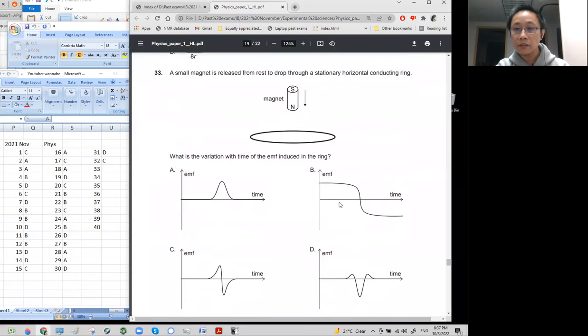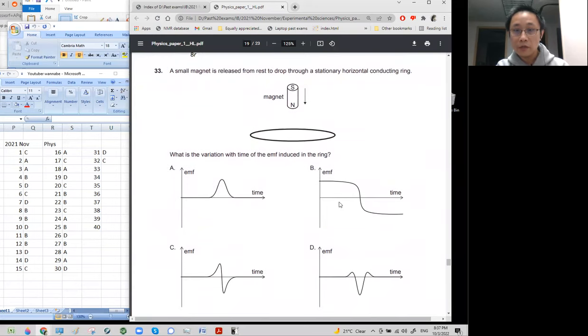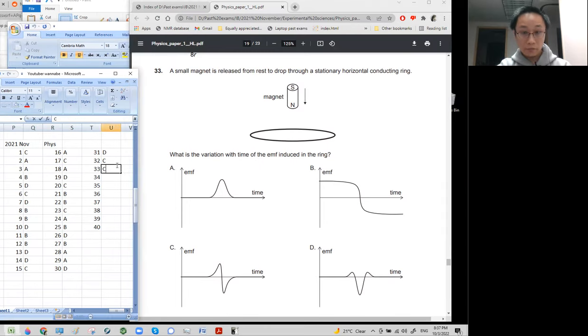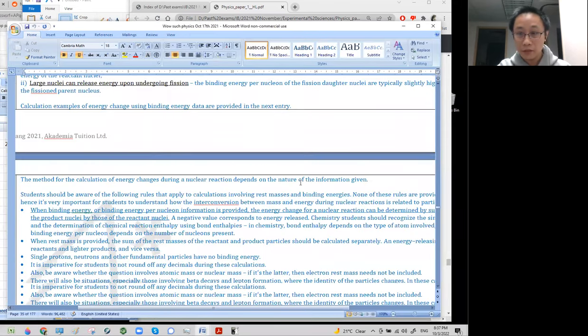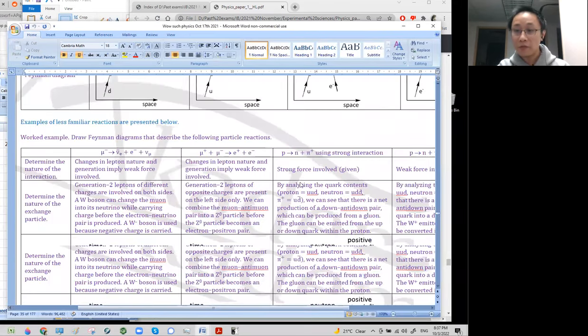33, electromagnetic induction. The variation with time of the EMF induced in the ring should be C, because there should be an entrance point and then a leaving point. I'll just go for C and I'll show you my notes. Could I have used my notes for the question? I could have, I guess, but I don't want to cheat. I would say out the answer that I have in mind before I show you the notes.